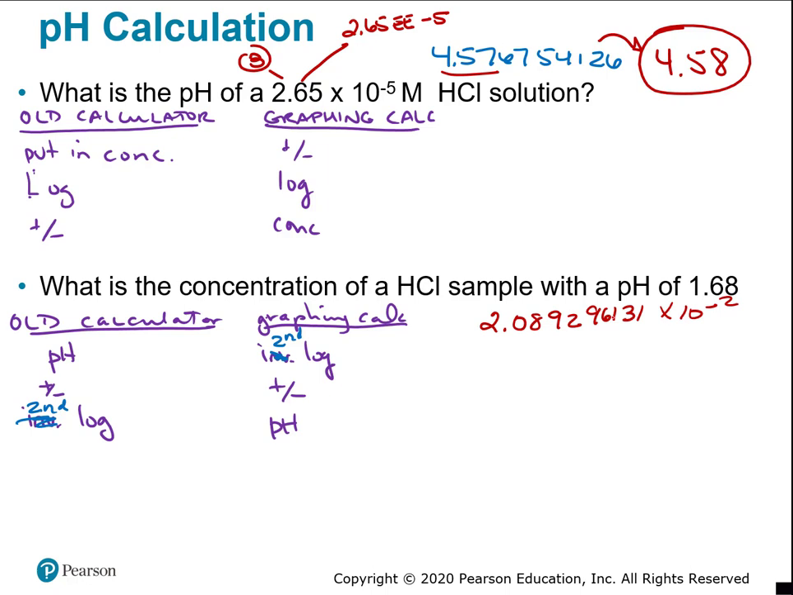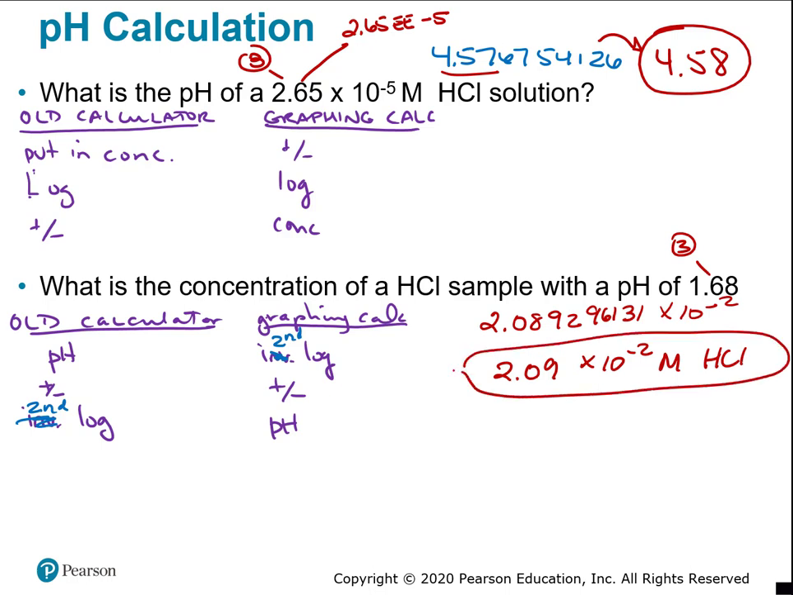What do I have to round that to? Yeah, because this is 3 significant figures, so 2.09 times 10 to the minus 2. And that's actually molar because it's a moles per liter concentration. So concentration with pH is molar. I'm not going to make you calculate any moles and liters with it, but the concentration is always given based on molar concentration, not in percent.